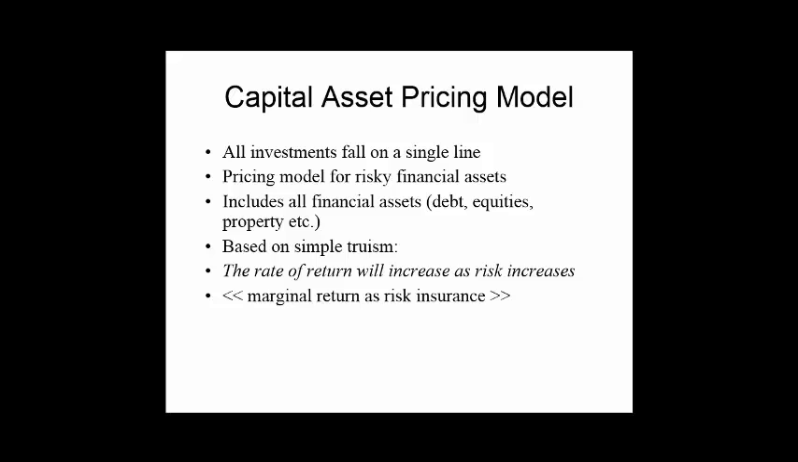This spectrum of possible returns and risks, spanning from conservative debt instruments to speculative equity, can be conceptualized as lying along a line that connects risk and return. This relationship is known as the capital asset pricing model, and it suggests that all investments fall on a single line. The capital asset pricing model, or CAPM model, is used as a pricing model for the pricing of risky financial assets, and it includes all financial assets, that is, debt, equity, property, and so on. And conceivably, every way of investing money can find its place somewhere on the capital asset pricing continuum.